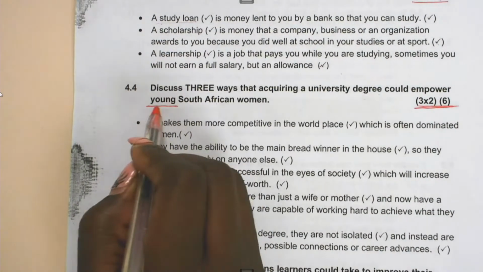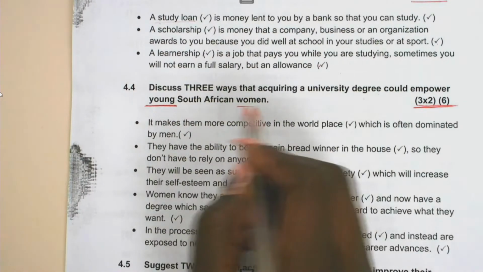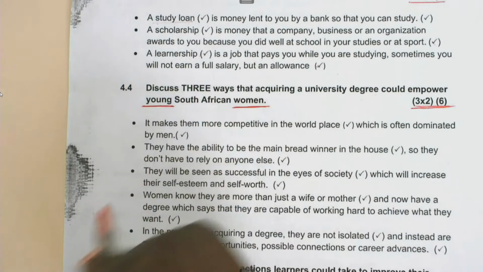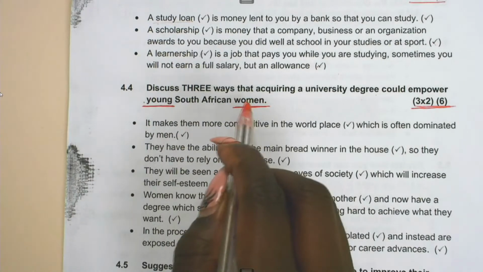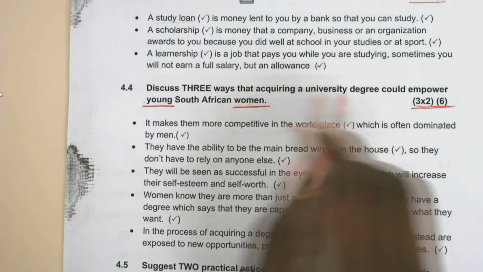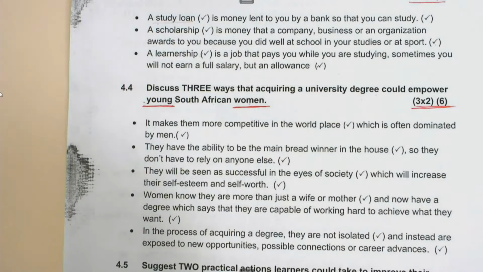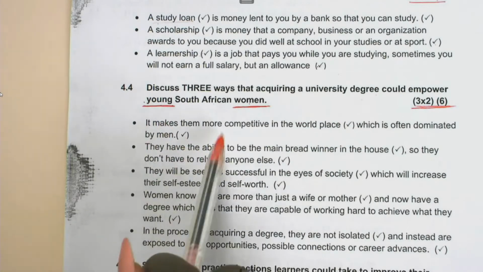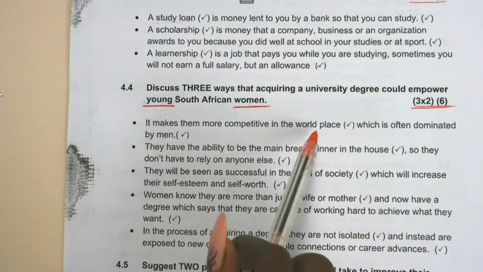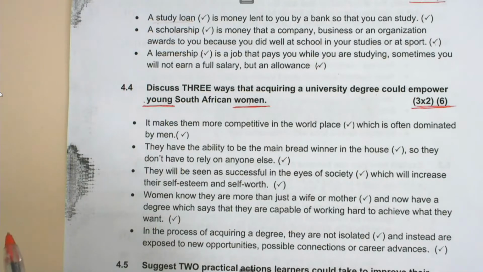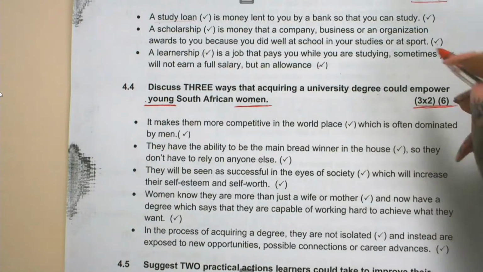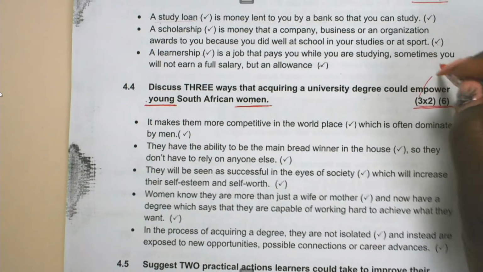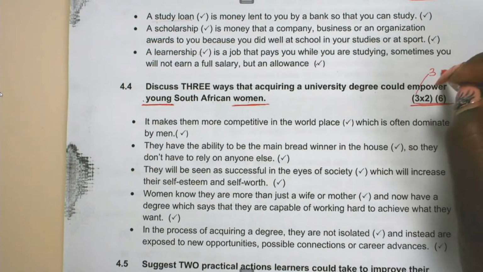Young South African women. It means our answers are going to be based on young South African women when they get this university degree. It makes them more competitive in the workplace. When we discuss, we have given a fact. It means it will be three responses.